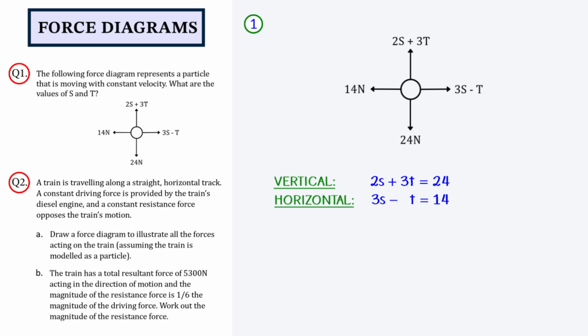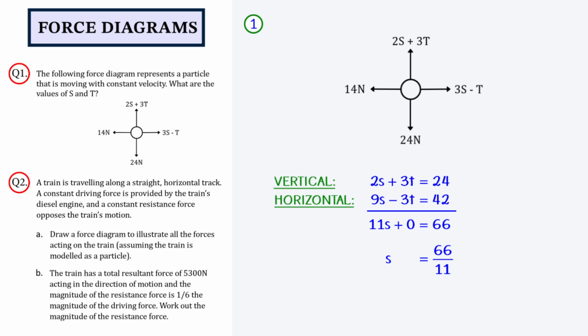And so we now have two equations with two unknowns, which we can solve by either elimination or by substitution. Let's use elimination by eliminating the t's. So we can multiply the whole of the second equation by 3. And so the second equation becomes 9s minus 3t is equal to 42. And in order to eliminate the t's, we have to add both of the equations together. And so we now get 11s plus 0 is equal to 66.